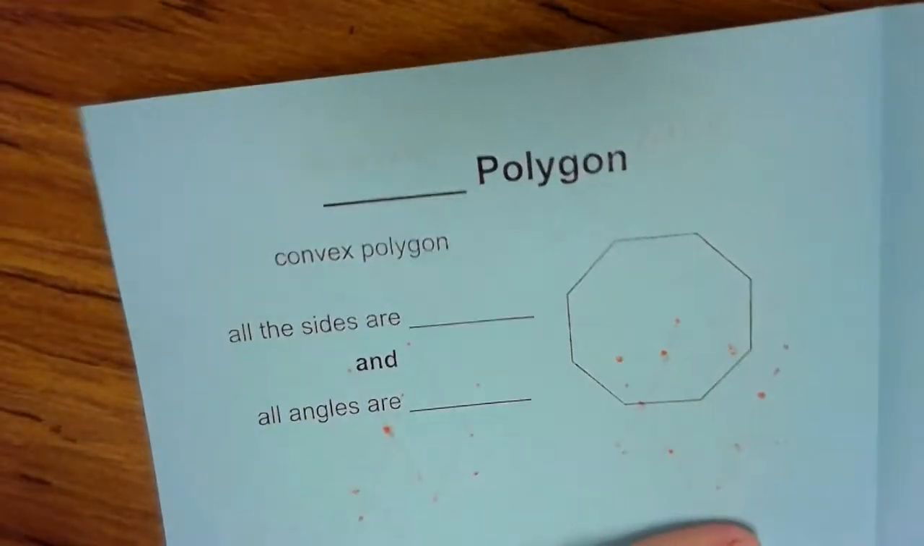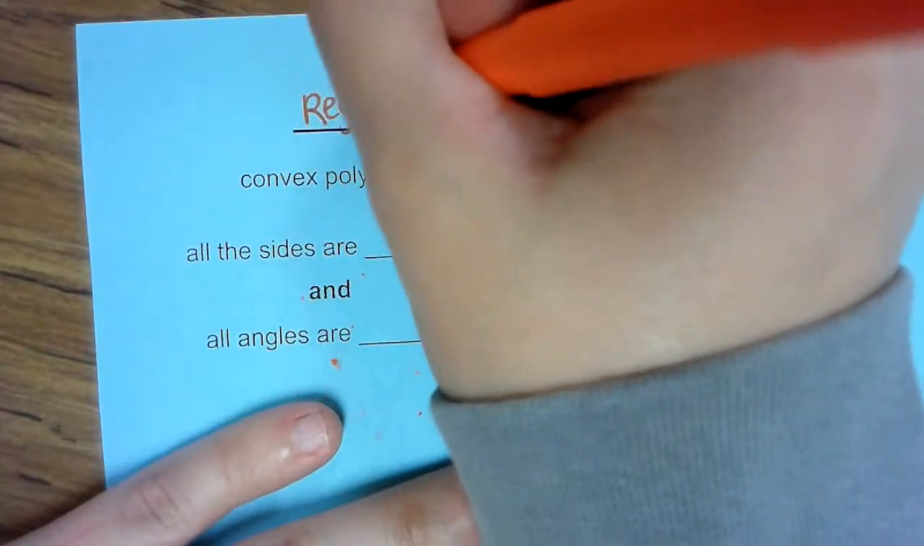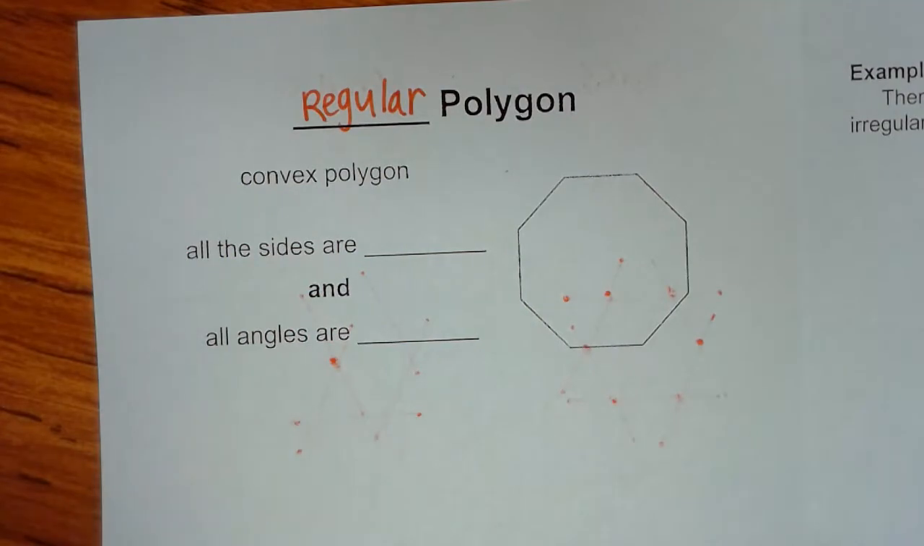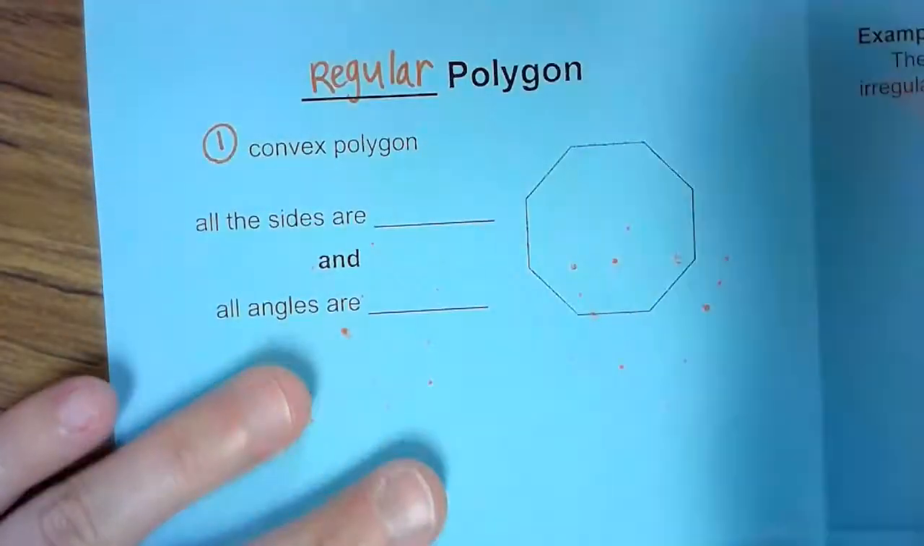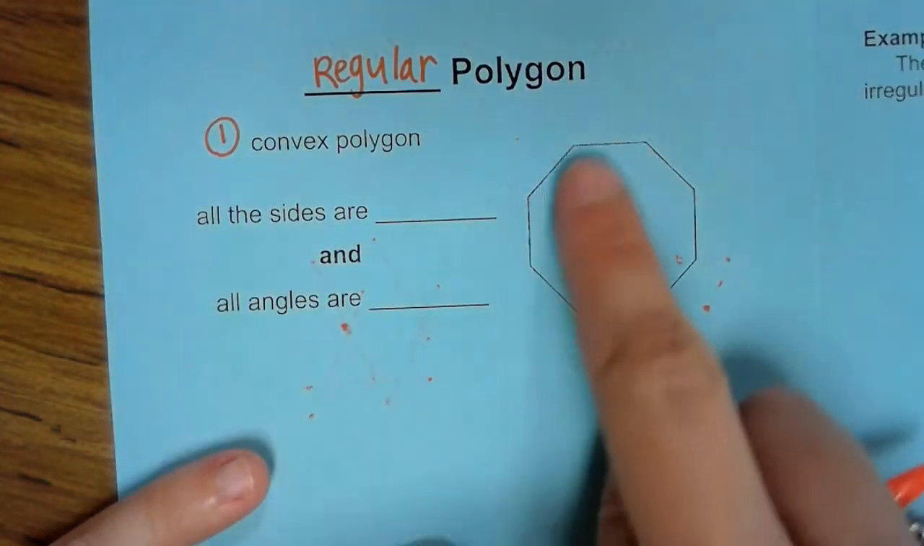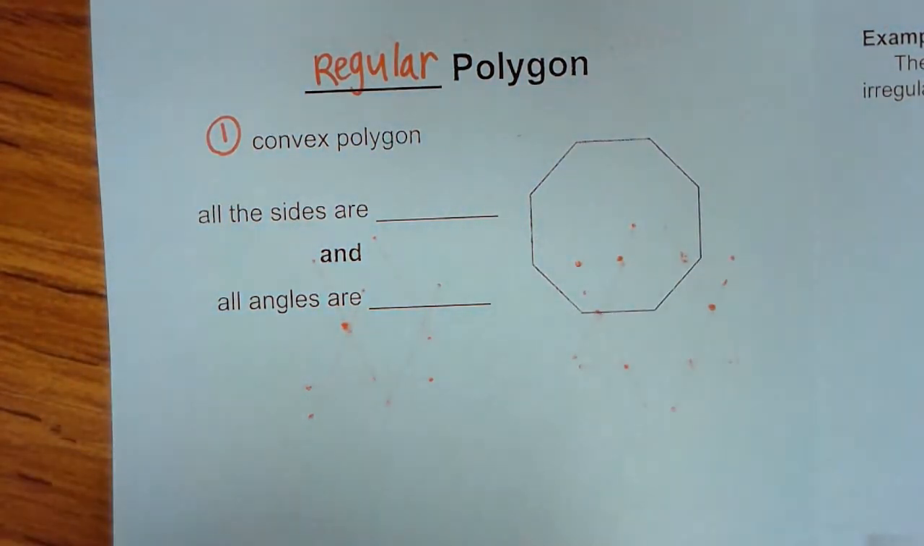So another thing you need to know about polygons is they can be what we call regular. If a polygon is a regular polygon, it meets 3 criteria. First, it has to be convex. We just talked about the difference between convex and concave. So if you look at this polygon right here, you can see that all of its vertices are pointing out. None of them are caving in on the shape, so it is convex.